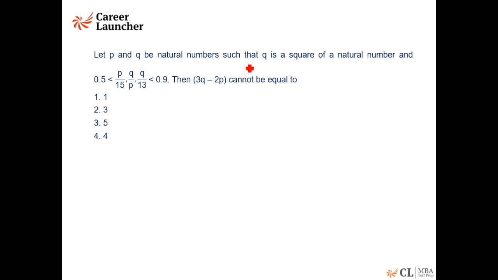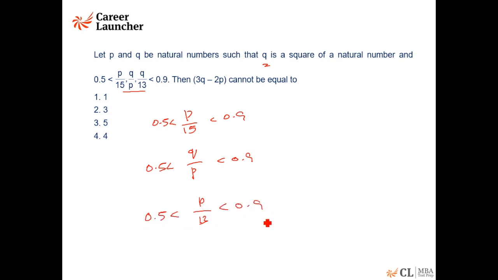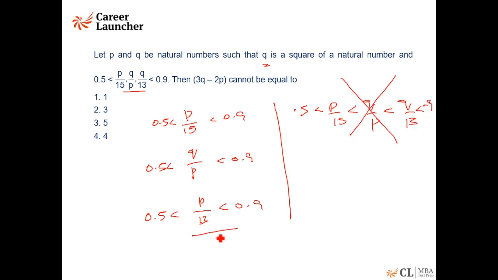Okay, let P and Q be natural numbers such that Q is the square of a natural number, and these three lie between 0.5 and 0.9. What does this mean? It means P upon 15 is between 0.5 and 0.9, Q upon P is again between 0.5 and 0.9, and P upon 13 is also between 0.5 and 0.9. This is what it means. Unfortunately, sometimes students assume this means 0.5 less than P by 15, less than Q by P, less than Q by 13, less than 0.9. This is incorrect. This is what it means, right?